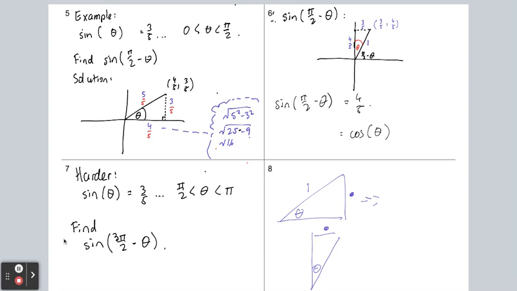Now, we're going to try a harder example. In this example, it is harder because although we've got the same ratio, the same value for sine theta, 3/5, we've now got theta between pi on 2 and pi, so it's an obtuse angle. And we're asked to find the sine of 3 pi on 2 minus theta.